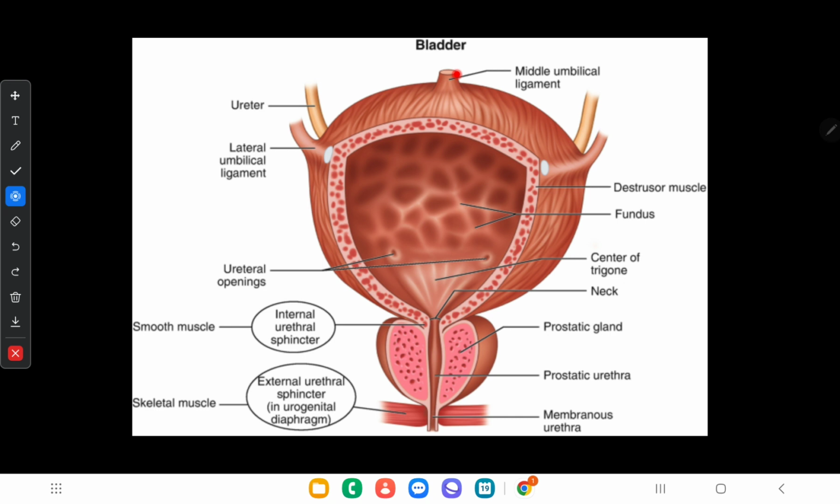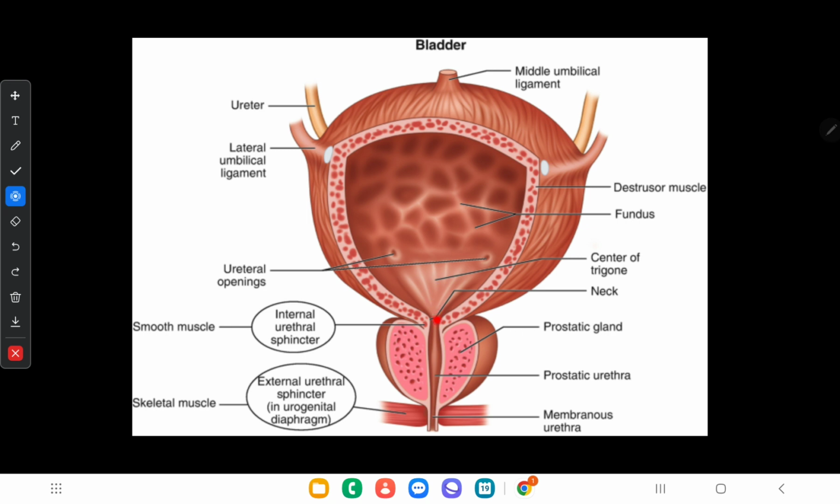Here the mucous membrane is always smooth, even when the bladder is empty, because the mucous membrane is firmly adherent to the underlying muscular coat. So this mucous membrane is always smooth. You can see the superior angles of the trigone correspond with the openings of the ureters, and the inferior angle to the internal urethral orifice. Here this is the inferior angle of the trigone, and you can see it opens into the internal urethral orifice.